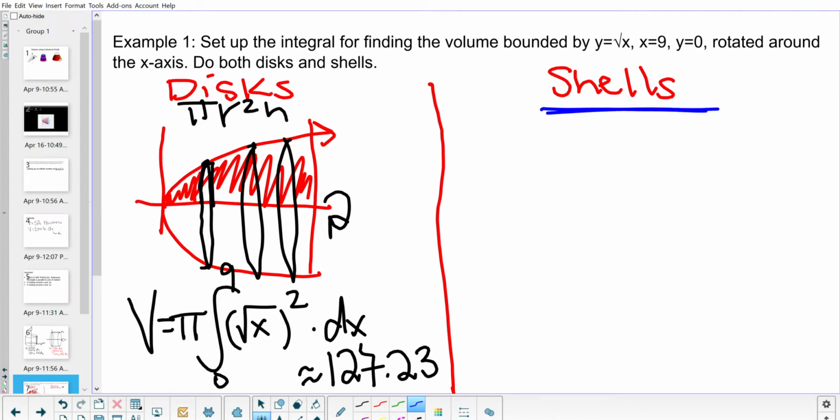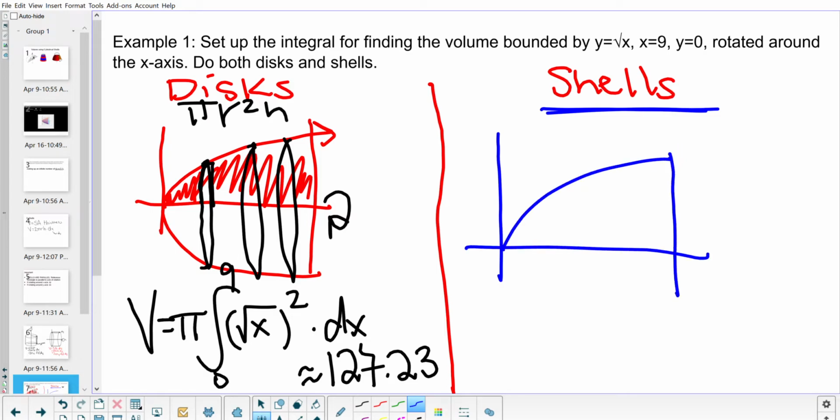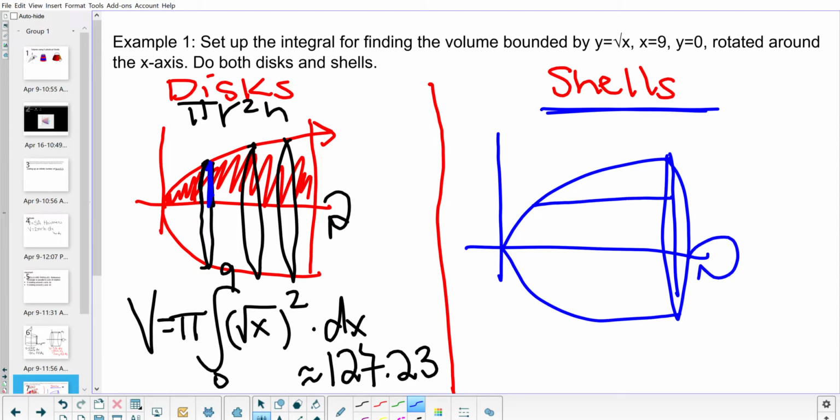Okay, how does this make things any different? Well, same graph. Okay, and x equals 9 right there. So we're rotating this around, and it creates the same looking shape. Okay, but here's the thing. Instead of our reference rectangles being perpendicular to the x-axis, for shells, they are going to be parallel to the x-axis. Okay, so we're still rotating around the x-axis, but here would be a shell.